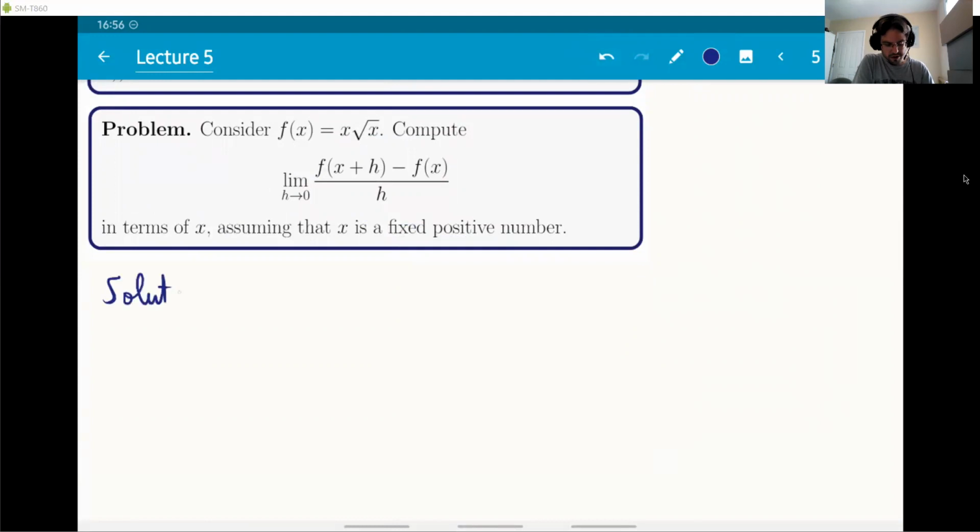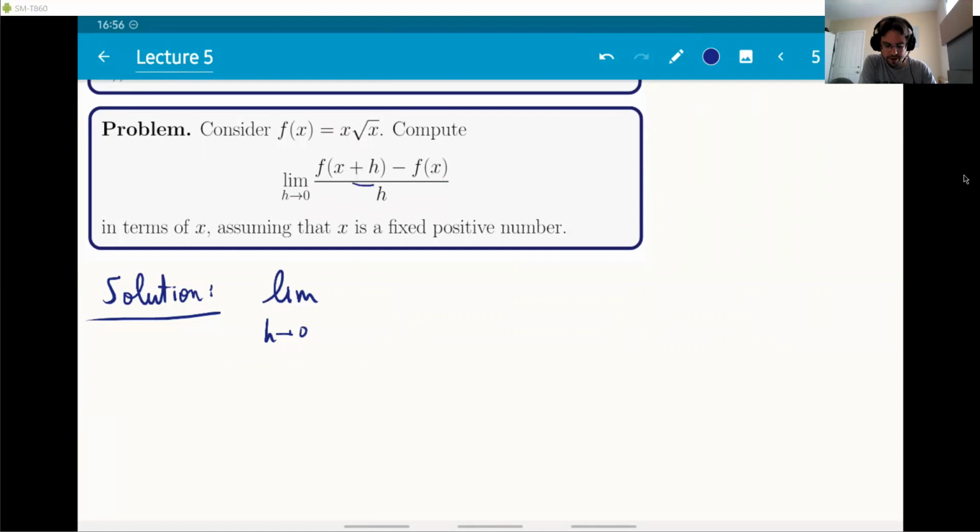So pay attention here that h is going to be the limit variable, the one for which you're going to try to plug in values. And x is just to be considered as a positive number. So the first thing that we have to do, also try to do this yourself, pause the video, is replace the function with its expression, x root x.